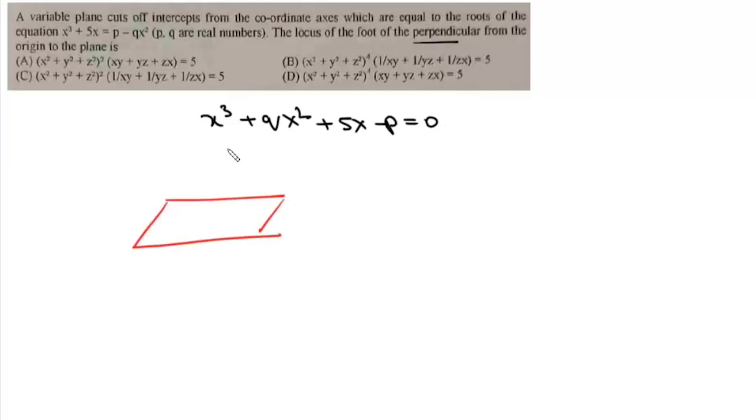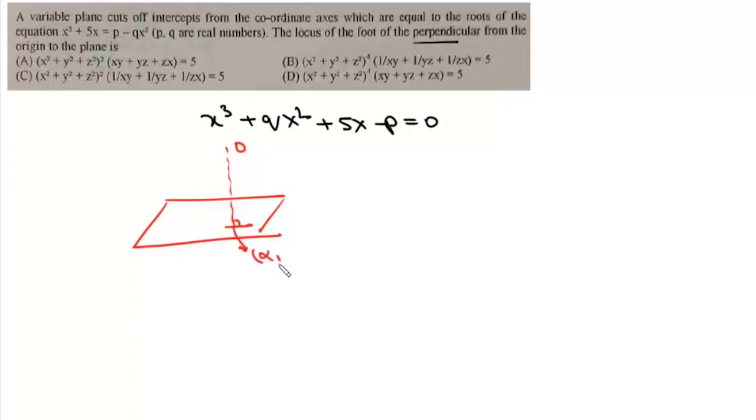Now the question is: a variable plane cuts off intercepts from the coordinate axes which are equal to the roots of this equation, x cube plus q x square plus 5x minus p equals 0. We need to find the locus of the foot of perpendicular from the origin to this plane. Now from the origin, we have dropped this perpendicular and we need to find the locus of this foot of perpendicular.